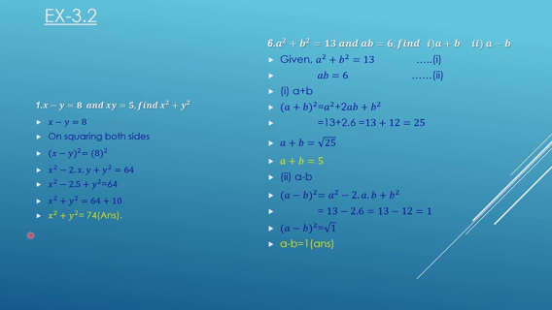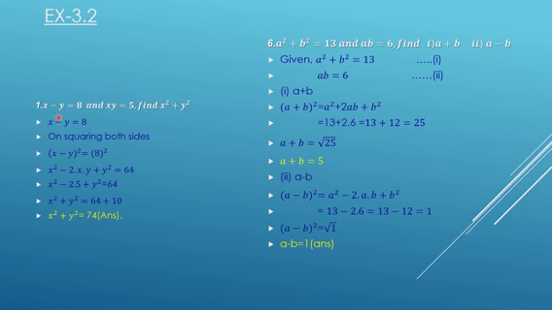Today the first sum that we'll be discussing is x minus y is equal to 8 and xy is equal to 5. Find x square plus y square. Now we know that we have to find the value of x square plus y square. So we know that it's in the power of 2 and here we have a single power number, that is x minus y is equal to 8.